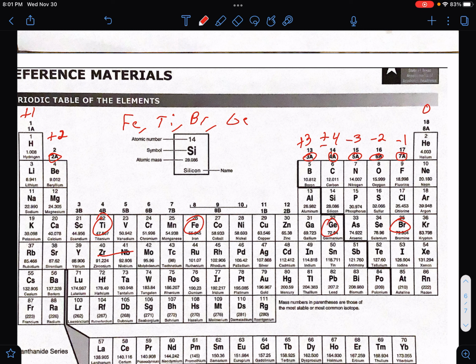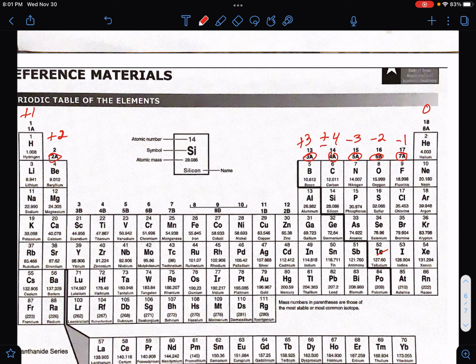So as you go towards the right, those electrons are going to get tighter, which means that protons have more of a pull, so they have a better ability to steal. So the lowest electronegativity would be titanium, then it would be iron, then it would be germanium, and then it would be bromine. So bromine would be the highest. Okay, last example, and then we're moving on to the naming stuff, I believe.